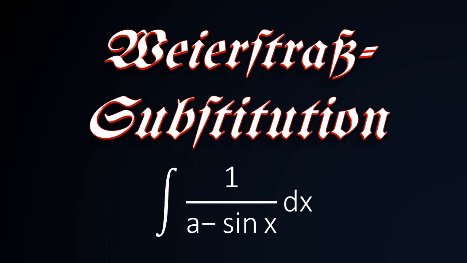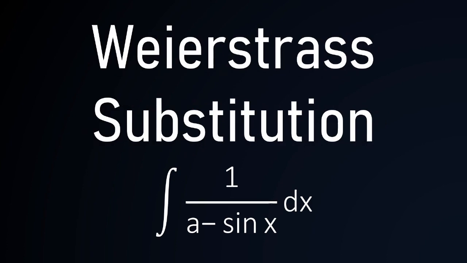My name is Dave, and in today's video we're going to be taking a look at a technique called Weierstrass substitution, which is a technique that we might use to find the integral shown here. That is the integral of 1 over a minus the sine of x with respect to x.